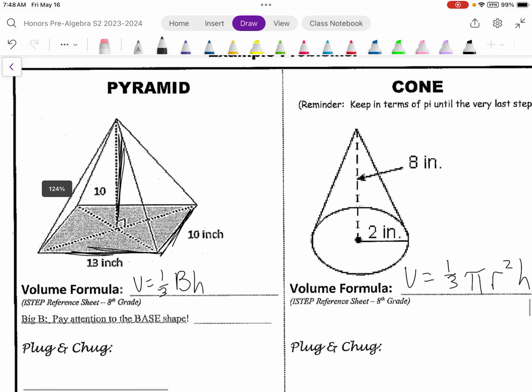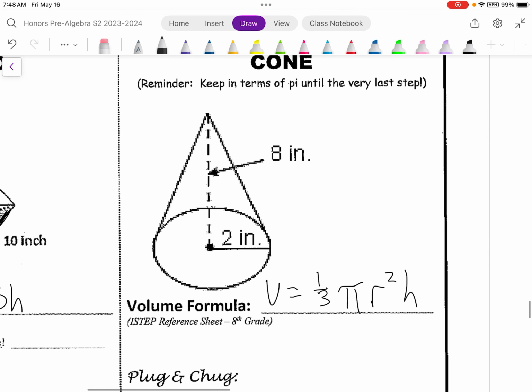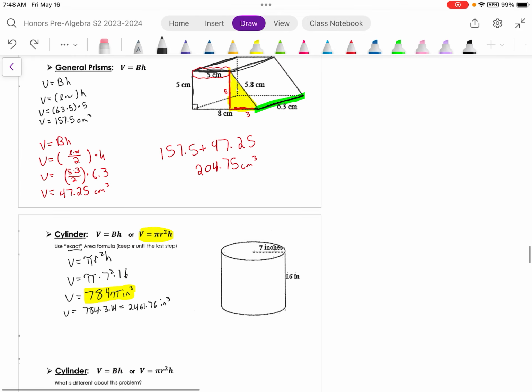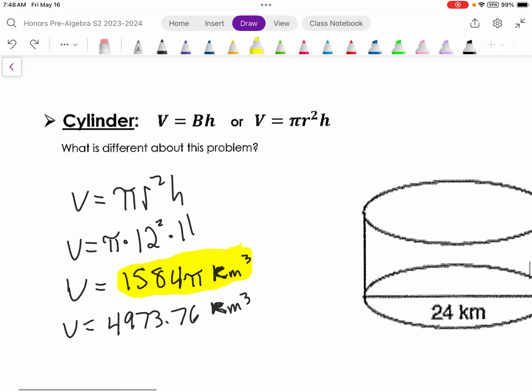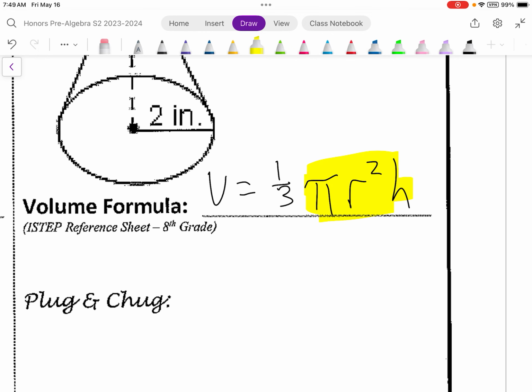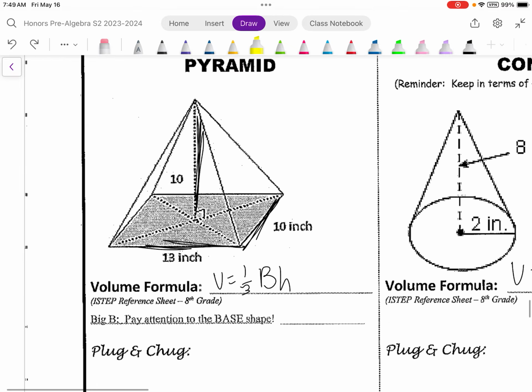So, for pyramids and cones, I've got your formulas already written here. For a pyramid, it is volume equals 1/3 big B times h. And for a cone, it's 1/3 pi r squared times height. Now, one thing that you might notice is that this formula for a cone is incredibly similar to a cylinder. A cylinder is volume equals pi r squared times height, and a cone is 1/3 pi r squared times height. So the only difference between these two formulas is the fact that you are taking 1/3 of it with the cone.